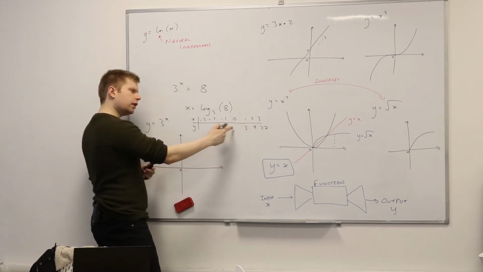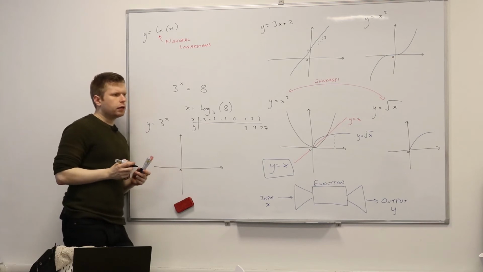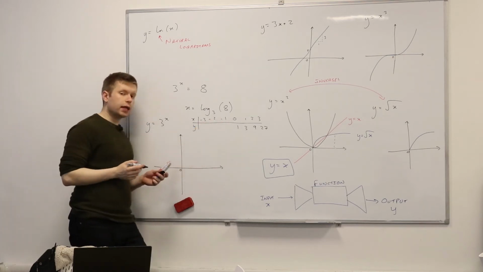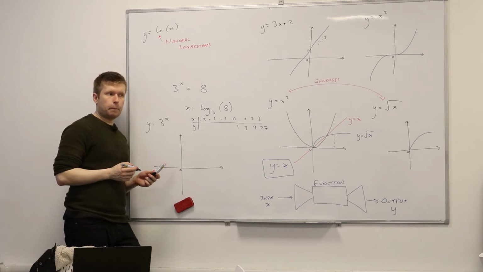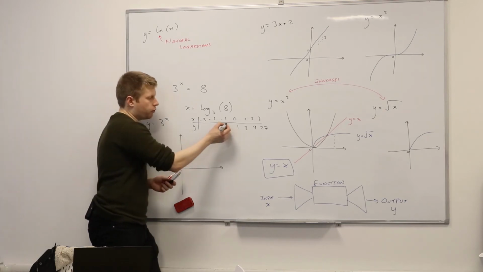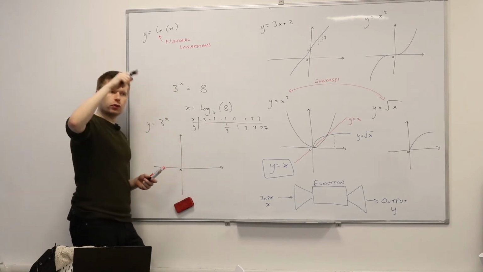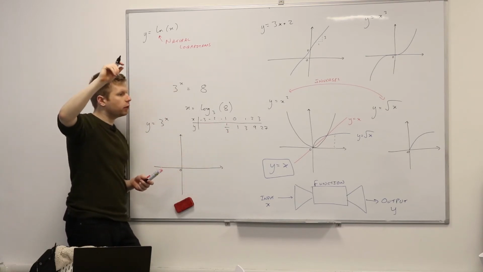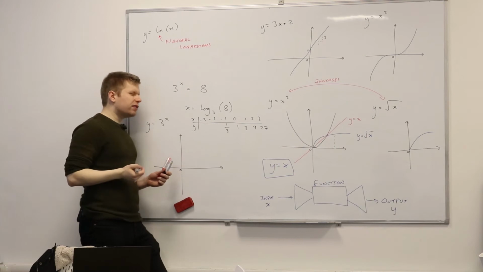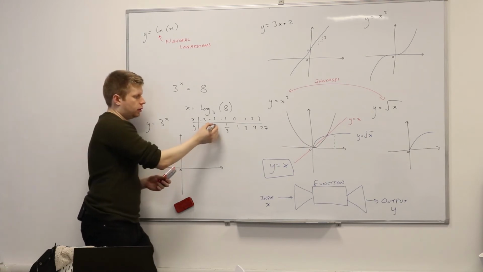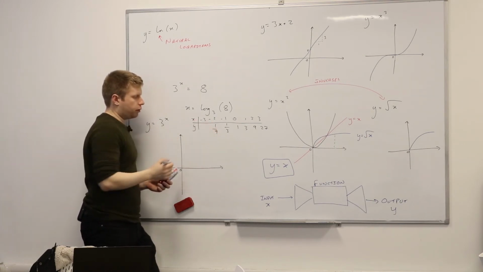Good, okay. Anybody remember what would 3 to the power of 0 be? 1. What would 3 to the power of negative 1 be? 1 over 3, good. Remember that if you raise it to a negative power, you just do 1 over and then raise it to the positive power. So what would 3 to the power of negative 2 be? And what would 3 to the power of negative 3?